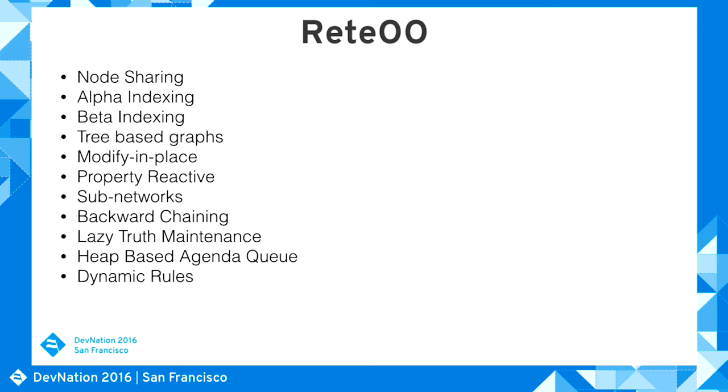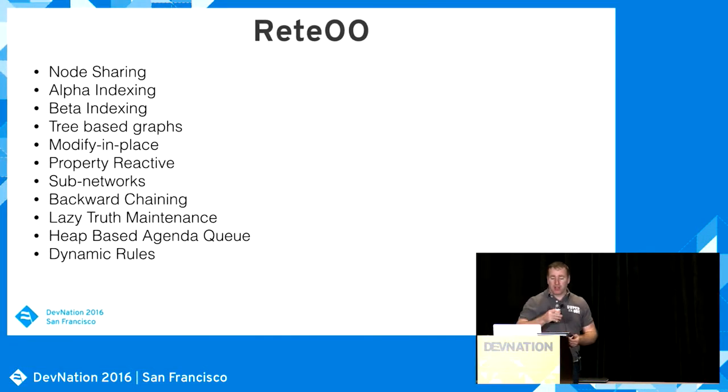The RETI is the algorithm we used during the 3, 4, and 5 series, and it has all of the standard RETI extensions. RETI expected functionality, so node sharing, alpha indexing, beta indexing, tree-based graphs, modify in place, property reactive, subnetworks, backward chaining, lazy truth maintenance, heap-based agenda queue, and dynamic rules, which is a good summary of the capabilities and functionality within the RETI engine.